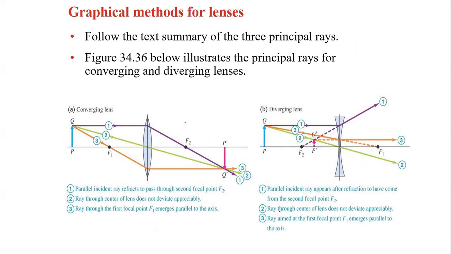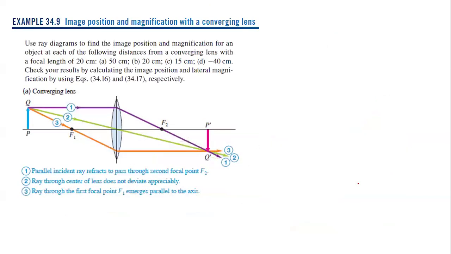Okay, the second ray is the one through the center of the lens, which does not deviate appreciably. The ray aimed at the first focal point F1 emerges parallel to the axis. Aim to F1 and it emerges parallel to the axis. Okay, so this is the graphical method.